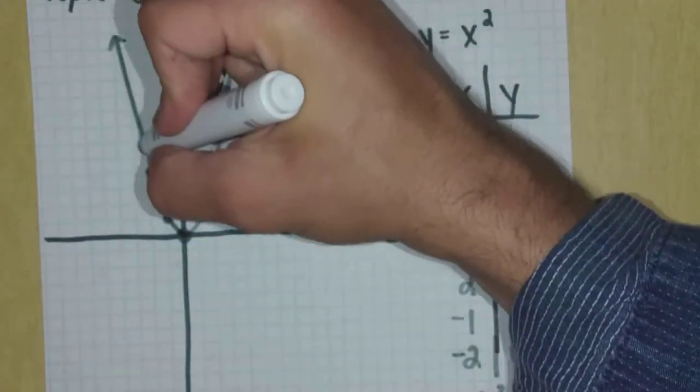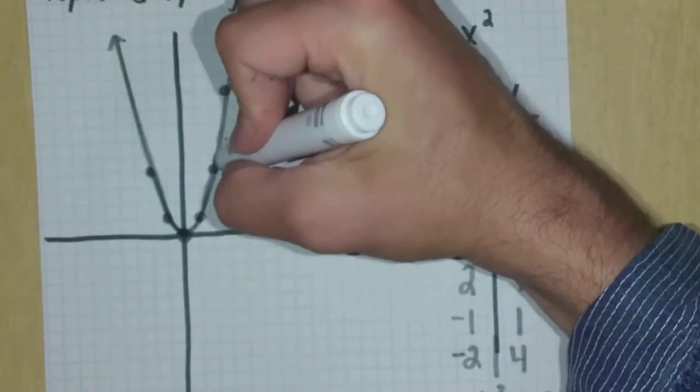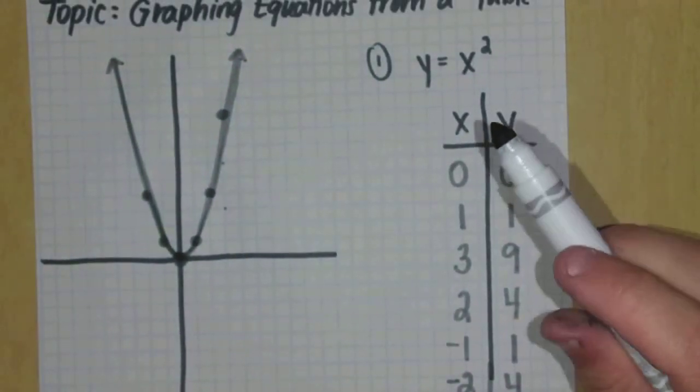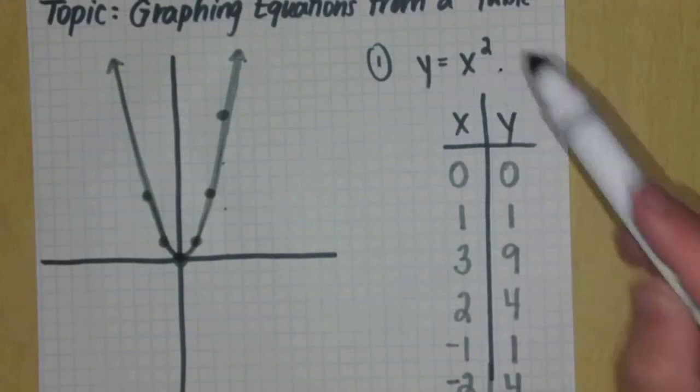It comes down here and it makes like a little U and comes back up on the other side. And so that's the parent function for a square. Okay? Keep that in mind. Now let's look at a cubic.